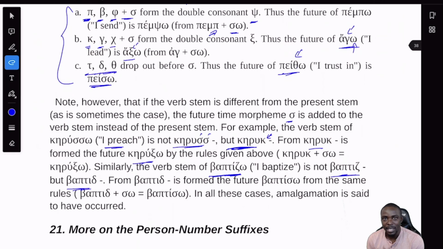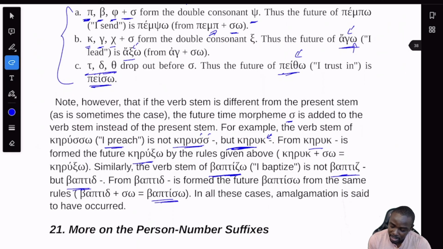Baptid, and because it's a delta, the delta has to drop out when you want to form the future tense. Now, these stems are rare, and I think you're just going to have to memorize and know them, like the stem for keruso, keruk, and baptid. So when you're forming the future tense of baptizo, notice the delta has to drop out here.